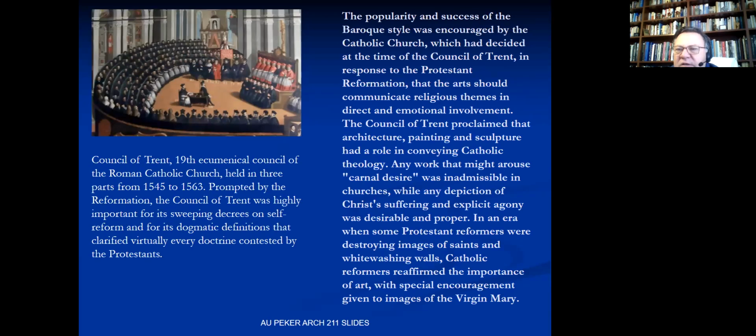Actually, the popularity and success of the Baroque style was encouraged by the Catholic Church. It became the style of the church, which had decided at the time of the Council of Trent, in response to the Protestant Reformation, that the arts should communicate religious themes in direct and emotional involvement. Then it was the propaganda, or rendered a propaganda medium of counter-reformation. Counter-reformation is against Protestant culture of the North.